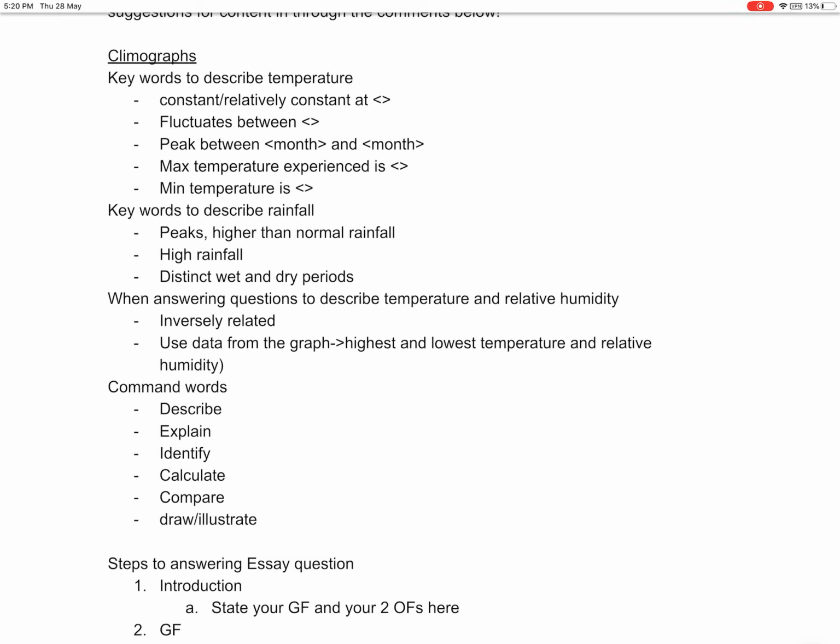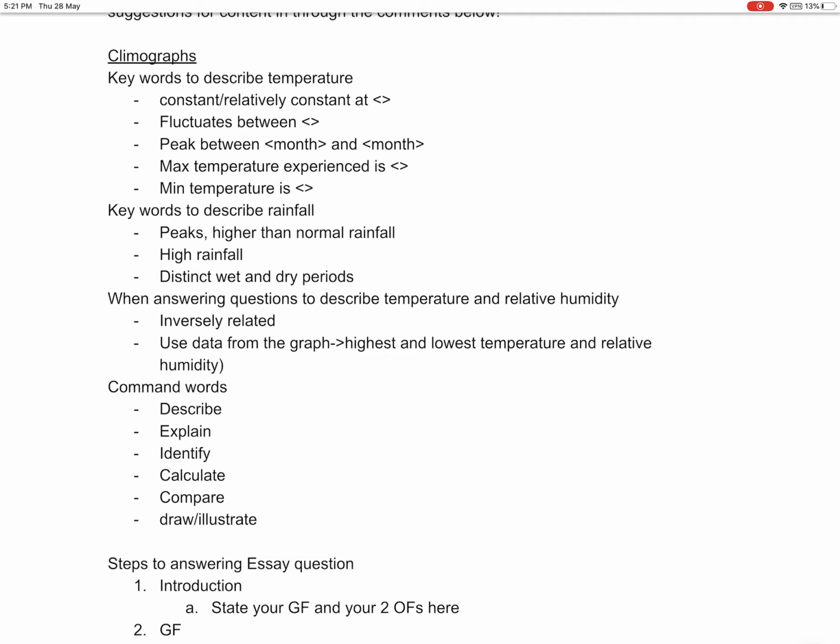For explain, you have to explain why it is so. For example, if a source is a diagram about cloud formation, you have to explain how cloud formation works and why this diagram holds true. Identification, very simple, just one word. Calculate, you have to use your calculator for obvious reasons.